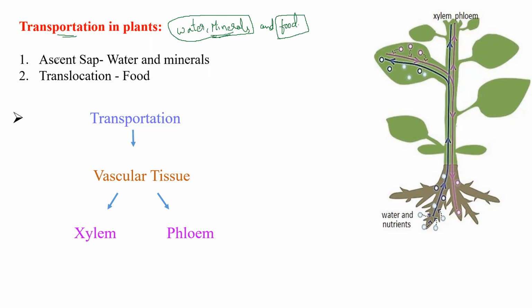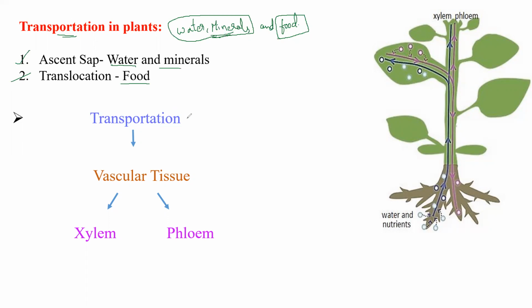Here, two mechanisms are involved in transportation of substances. One is the ascent of sap, means transportation of water and minerals. The second one is translocation, means transportation of food. Let's understand ascent of sap first.